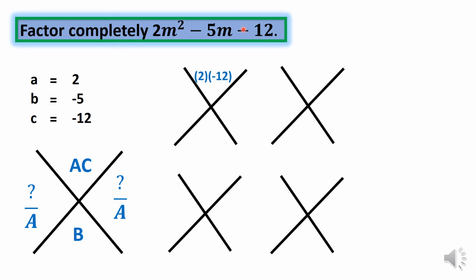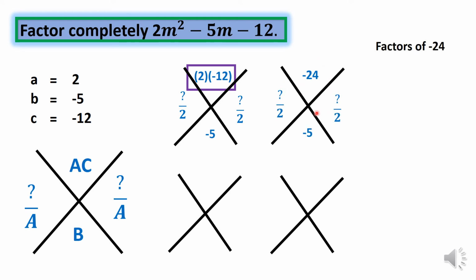We have now positive 2 times negative 12. Then lalagay dito, you have negative 5. Then both sides, you have over 2 and then over 2. So next is to multiply 2 times negative 12. So the answer is negative 24. Then the rest, copy. And then find the factors of negative 24.